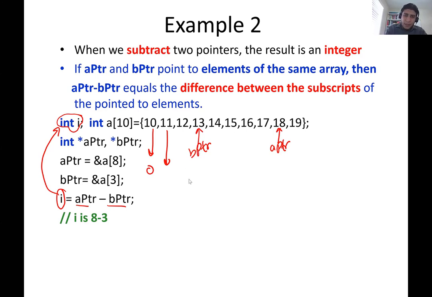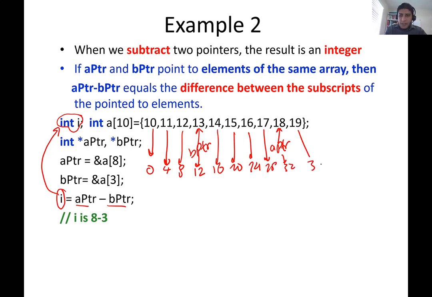Four, perfect. And then 8. And then this one is going to be 12. And then 16, 20, 24. And then you have 28, and then 32. Then you have 36. These are the addresses in decimal value for this array because each element has 4 bytes.